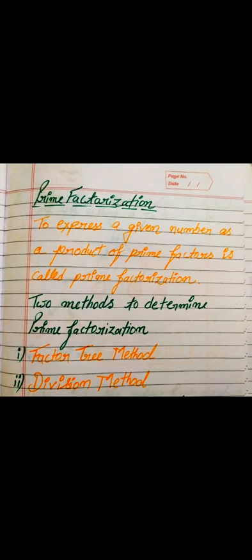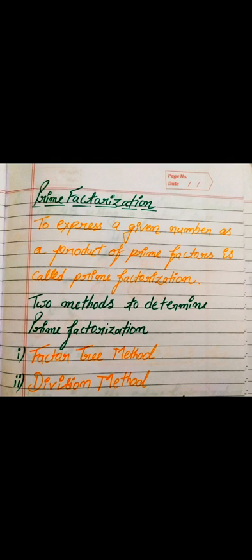So, today we will learn prime factorization. So, what is prime factorization? Before starting the prime factorization, I would like to introduce what prime numbers are. As we know, prime numbers are the numbers which have only two factors, one and the number itself, like 2, 3, 5, 7, 11, 13. These are prime numbers. Now, to express a given number as a product of prime factors is called prime factorization.